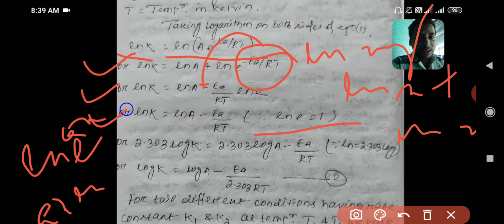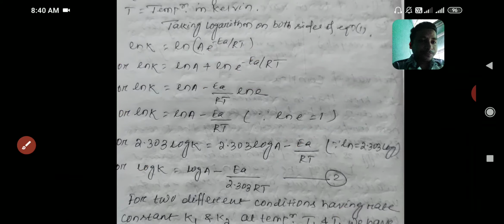So we can write the equation as ln K is equal to ln A minus Ea by RT only, and whenever we convert ln to log, we have to multiply by 2.303. So this equation can also be written as 2.303 log K is equal to 2.303 log A minus Ea by RT. On dividing both sides of this equation by 2.303, we have log K is equal to log A minus Ea by 2.303 RT.